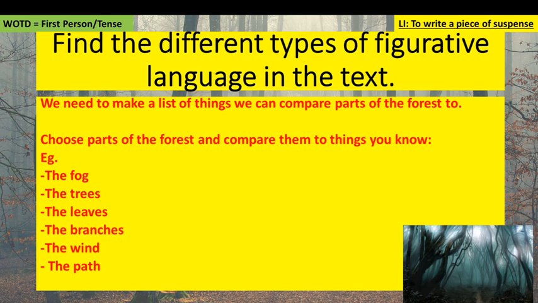Okay, so make sure you have your list of nouns for parts of the forest that you're going to describe. Remember, we're describing those using the 5 senses. So what can you hear? What can you see? What can you taste? What can you feel? What can you smell? So think about all those things and have your list ready.